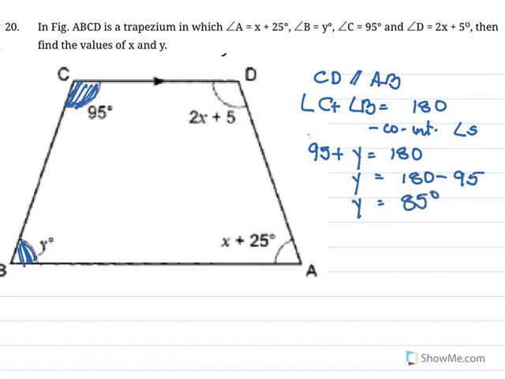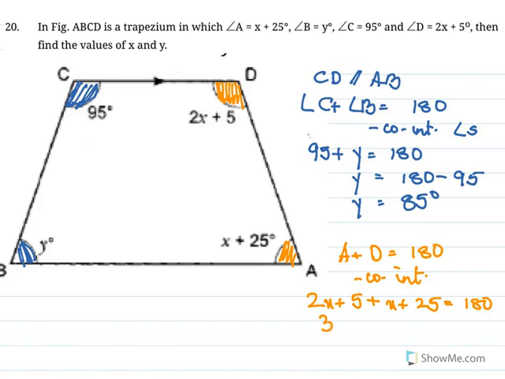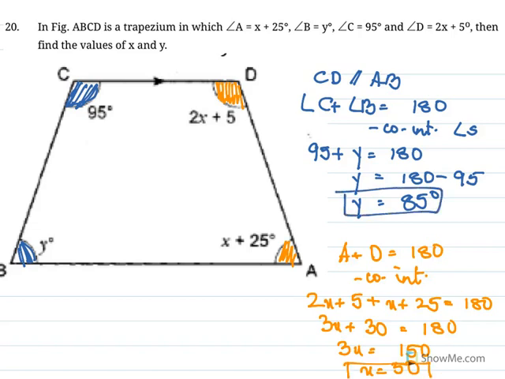This is the one part of the sum. Then if you take these two, if you take this D and A, also will add up to 180, co-interior angles. So that is 2x plus 5, x plus 25 equal to 180. So 3x plus 30 equal to 180. 3x equal to 150. You get x equal to 50. So this is the second answer. X equal to 50. Here Y equal to 85.